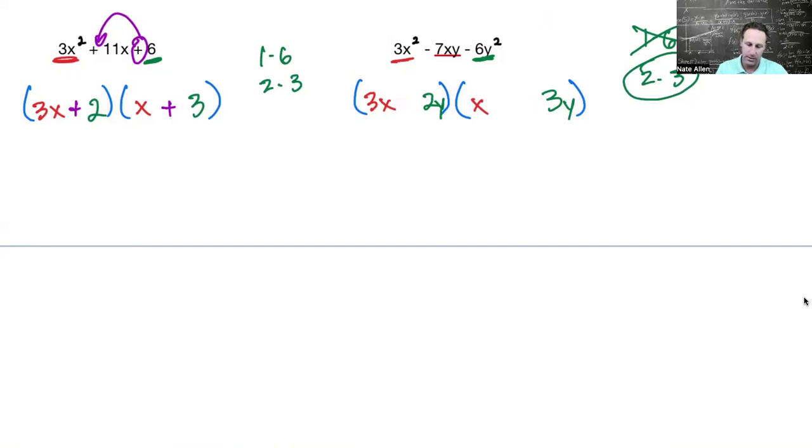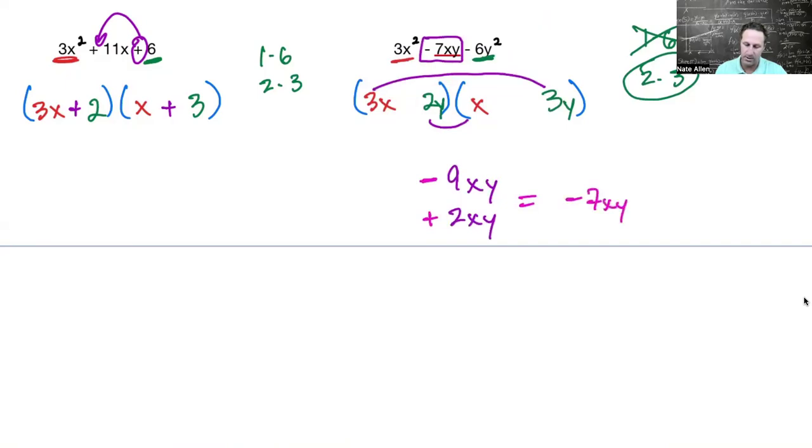So let's double check what we get. Again, don't need to check that. Don't need to check that. But what I do need to check is my middle. And when I multiply this out, I know that that's going to give me 9xy, and that's going to give me 2xy. And I needed to get negative 7xy, which means I know that this has to be a negative, that has to be a positive in order to give me negative 7xy.